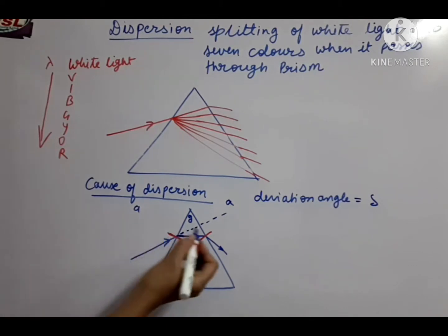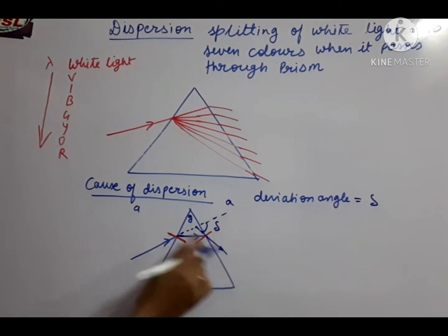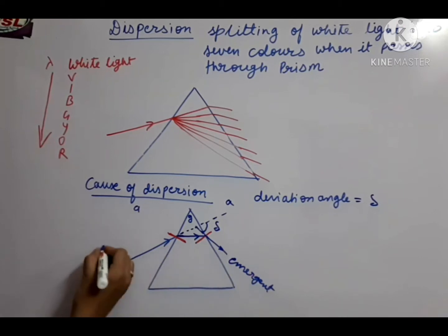So if we extend this path of the emergent light, the angle between the emergent light and the incident light, angle between the emergent light and the incident light.